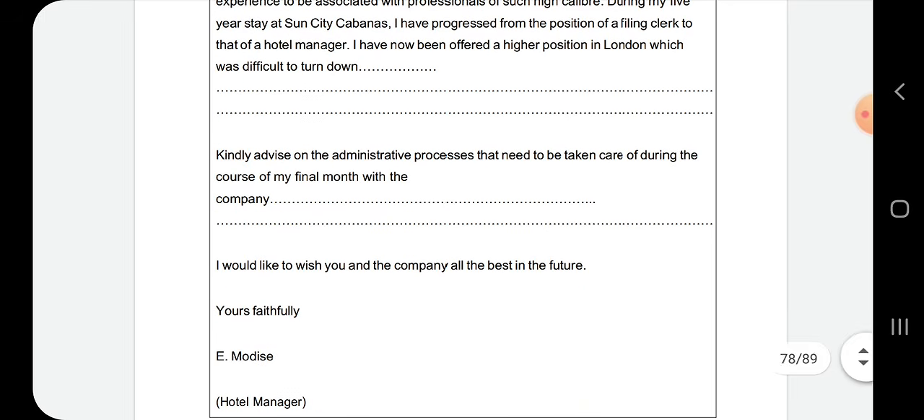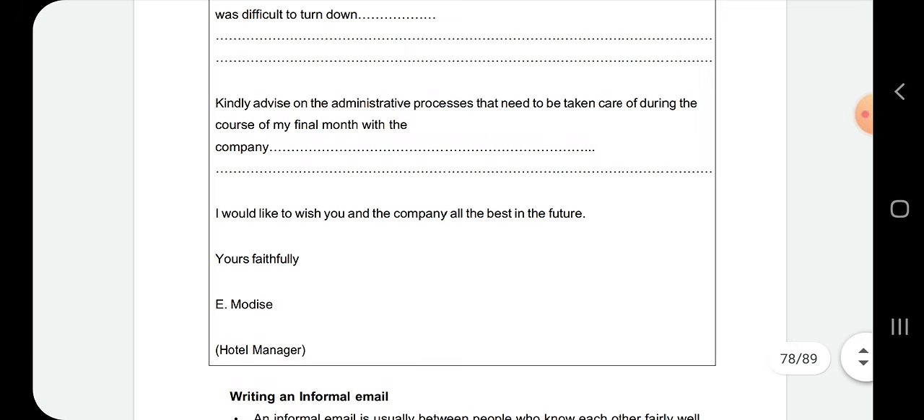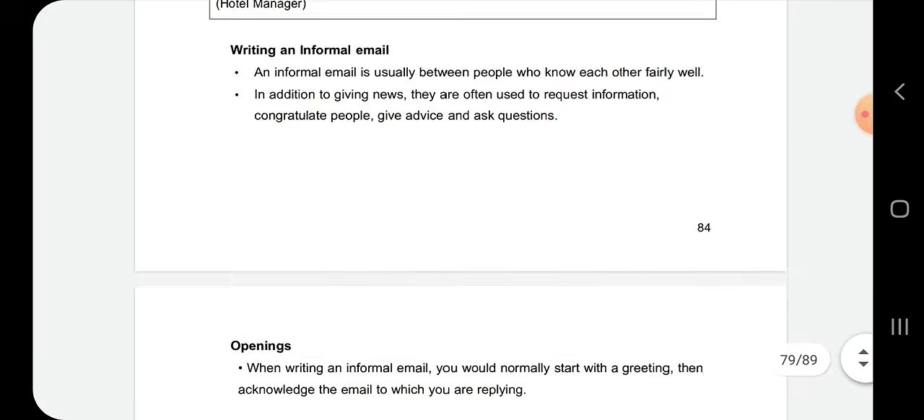The third and the fourth one, you are explaining, and then the last one, you kindly advise on the administration process that needs to be taken care of during the course of my final month with the company. I would like to wish you and the company all the best in the future. Yours faithfully, E. Mudise, hotel manager, and it needs to be signed.